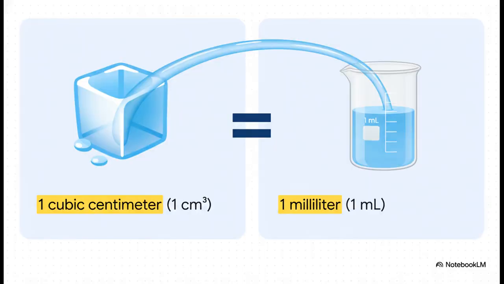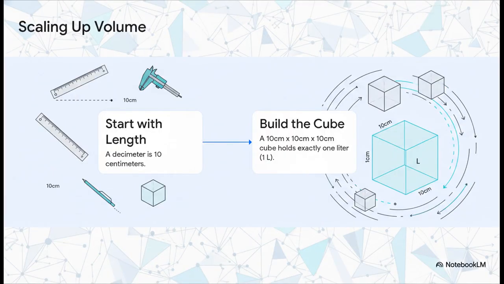And here it is, the aha moment. That little bit of space inside our 1 cubic centimeter box, it's exactly 1 milliliter. So, 1 cubic centimeter equals 1 milliliter. This is that beautiful, direct link between length and volume. They're just 2 different ways of describing the exact same amount of space. Now, let's scale that idea up. We know a decimeter is just 10 centimeters. So if you build a bigger cube that's a decimeter on each side, so that's 10 centimeters by 10 by 10, the space inside that bigger cube is exactly 1 liter. See how perfectly it all connects?